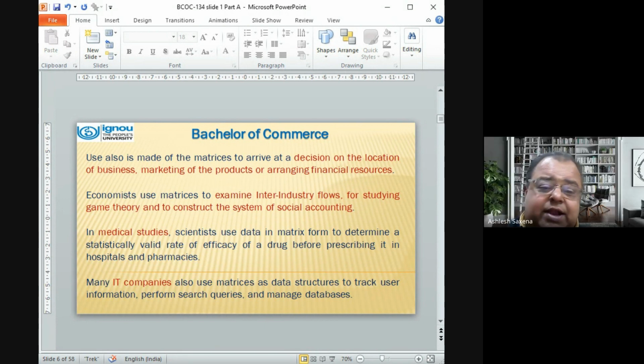In medical studies, scientists use data in matrix form to determine a statistically valid rate of efficacy of a drug before prescribing it in a hospital and pharmacies. Many IT companies also use matrices as data structure to track user information, performance, search queries, and manage database.